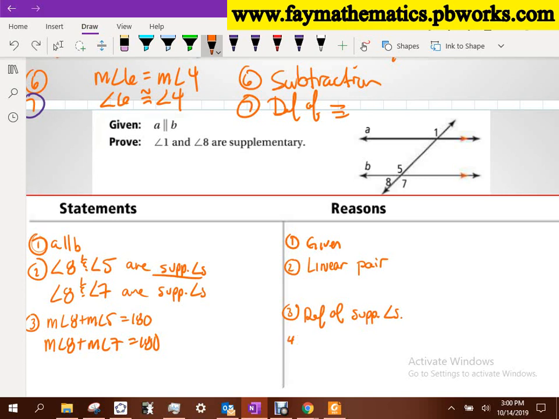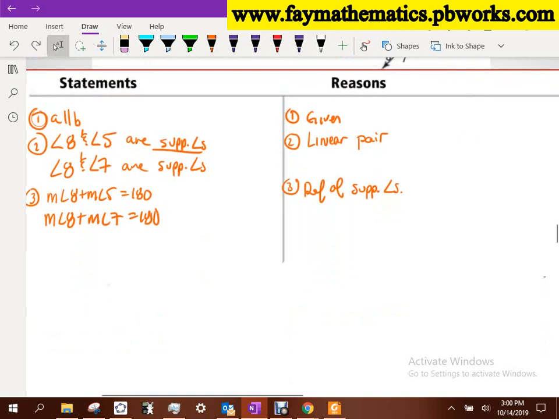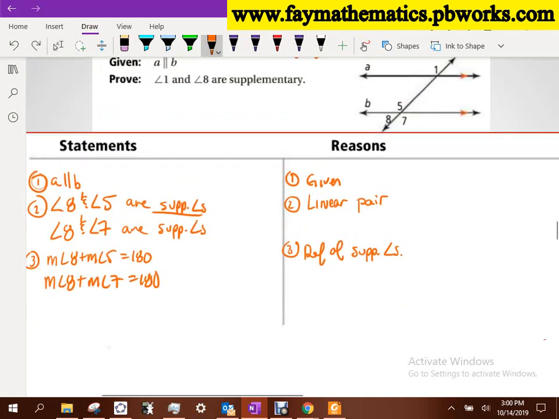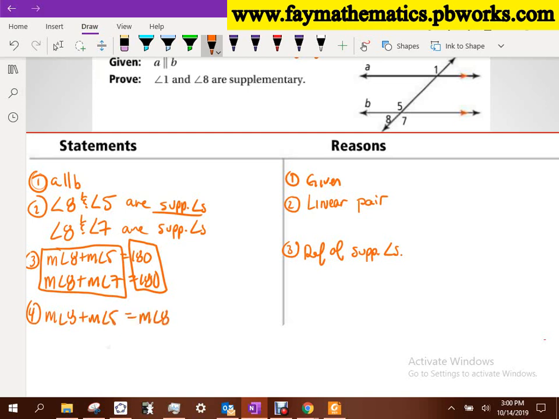So let's put all that underneath statement 3. Is this similar to something we've seen in the past? Have we in the past seen those two things both being 180? Then we can link those two things. So the measure of angle 8 plus the measure of angle 5 equals the measure of angle 8 plus the measure of angle 7. In the past, we called that substitution.